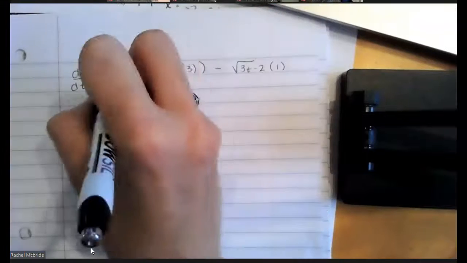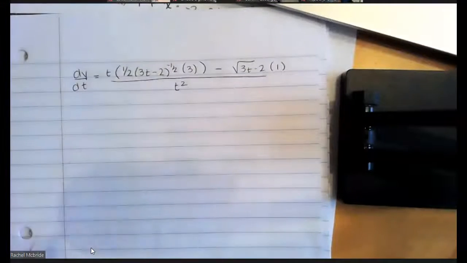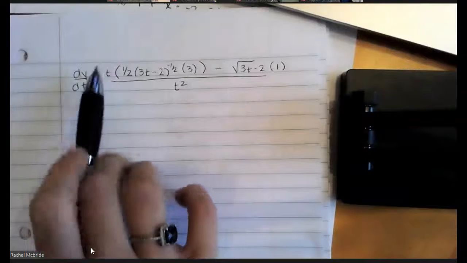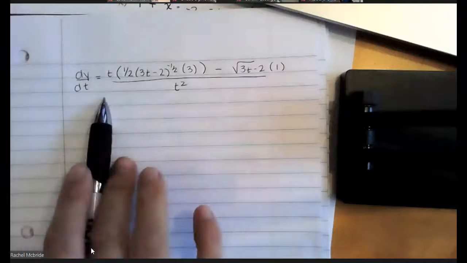It says, for what value of t does y equal the square root of 3t minus 2 over t have a horizontal tangent? So the first thing we have to do is find our derivative of y. So dy/dt is equal to low d-high minus high d-low, all over low low. So your first step should be to have dy/dt equals, and then you have all of this.